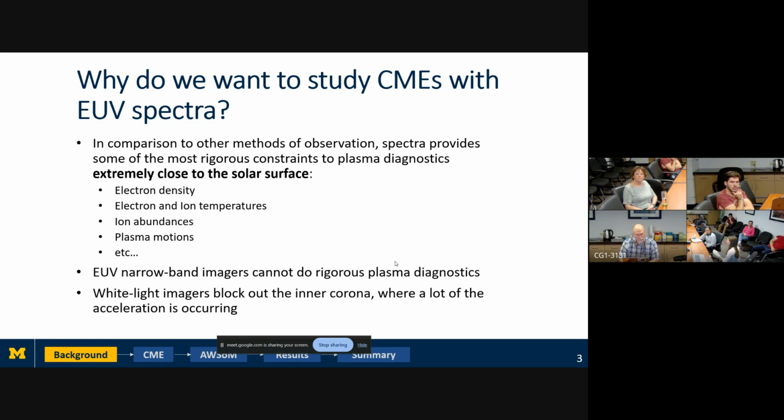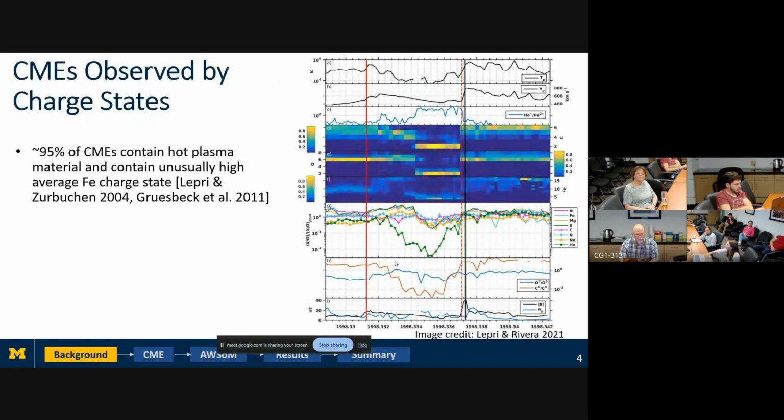So we can start moving out, away from very close to the sun, and we can start seeing how CMEs are observed in situ. So obviously you can observe CMEs with temperature, velocity, magnetic field, but I'm really going to be focusing on charge states. And so this is an image from the Lepri and Rivera 2021 paper. And these three middle panels, and you can't see my cursor, so that's nice, you can see the carbon, oxygen, and iron charge state distributions as relative abundances, I believe.